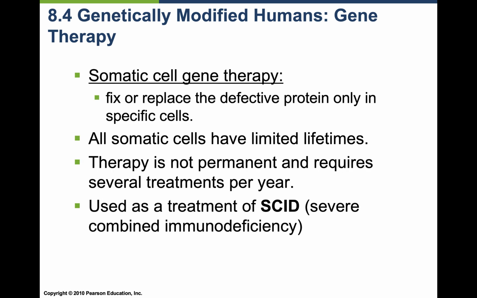Whereas somatic cell therapy is really just a fix or a replacement of the defective protein only in specific cells. So all somatic cells really have a limited lifespan. The therapy is not permanent, and it requires several treatments per year. To give you an example, there's severe combined immunodeficiency disorder. It can be treated by somatic cell gene therapy.